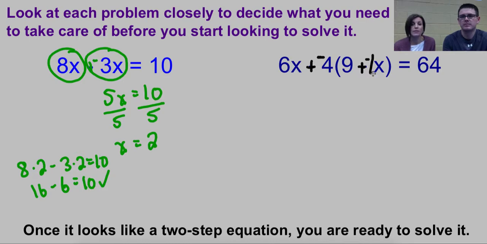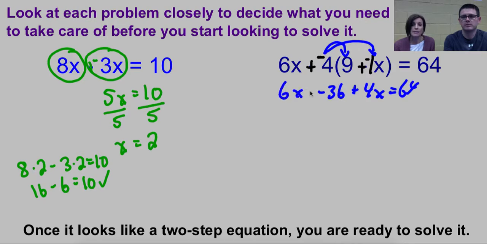We have to make those changes before we distribute, or we're going to lose our signs. So a negative 4 times a 9 is going to give us a negative 36. A negative 4 times a negative 1x is going to give us a positive 4x. And we cannot forget to bring down that 6x that's still over on the left. So we have to rewrite the entire thing in order to get what we're doing down.